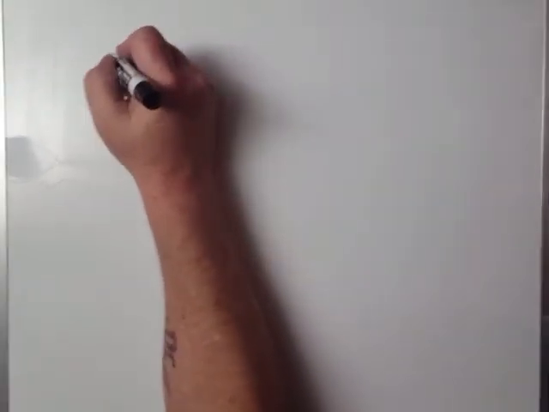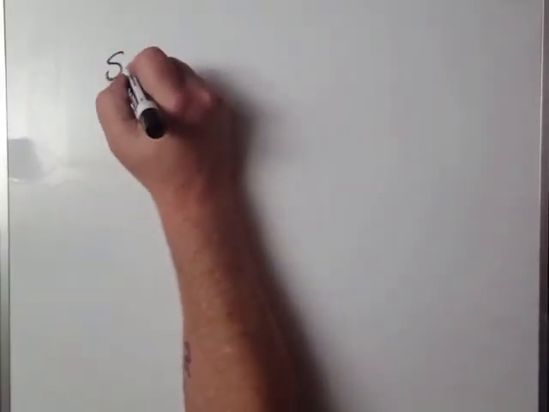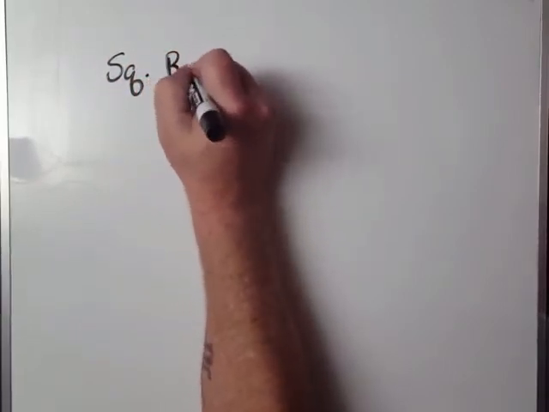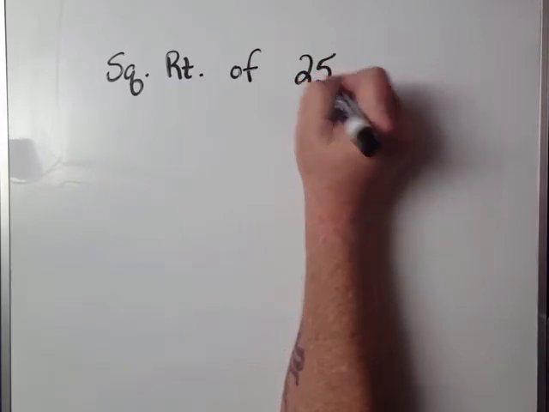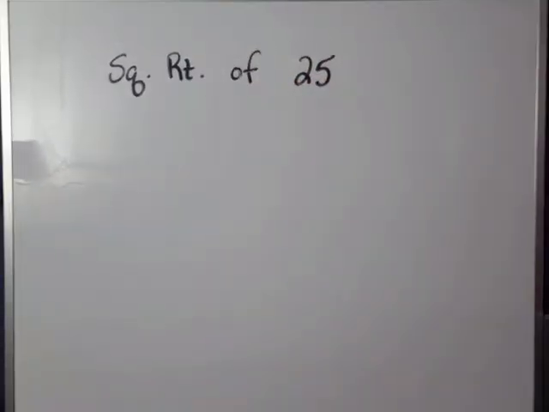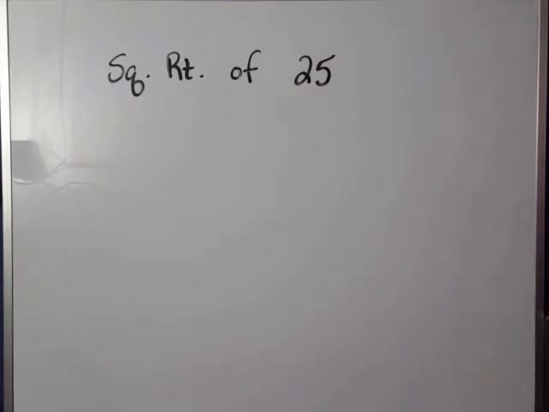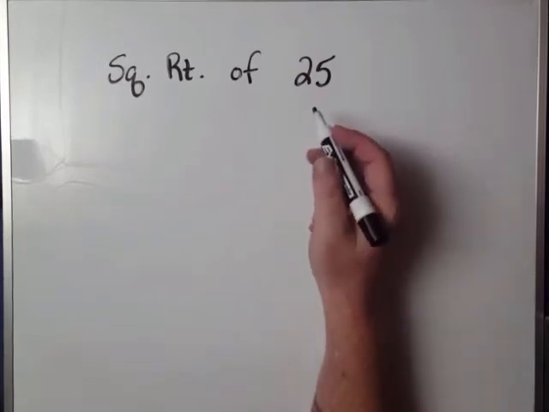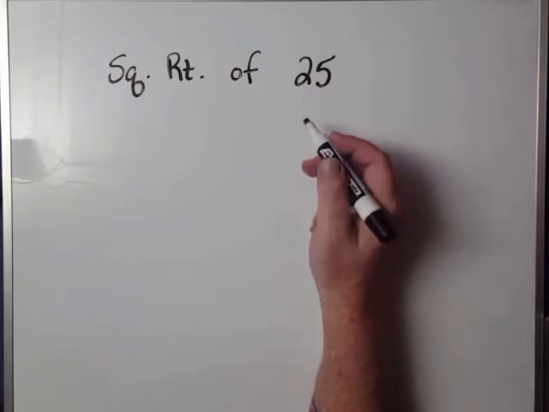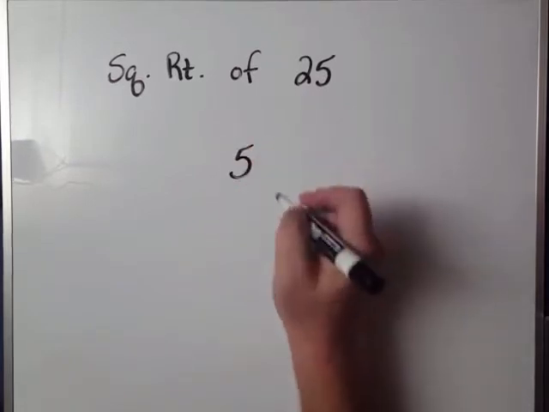So, let's talk about the square root of, say, 25. What is the square root of 25? The square root of 25 is going to be a number that when squared gives me 25. What number squared gives me 25? Well, 5 squared gives me 25.